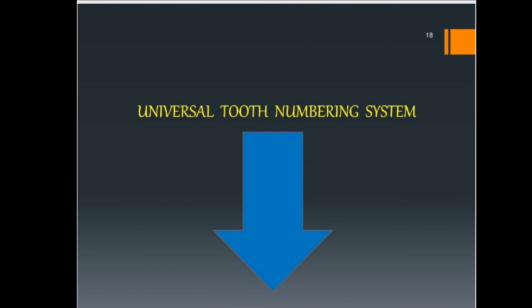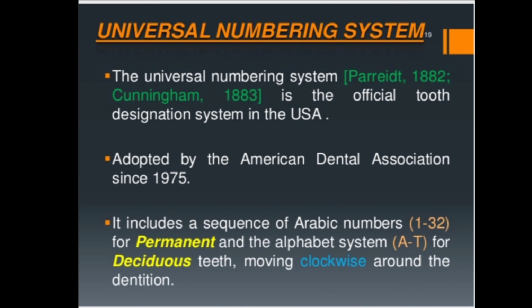Now let us talk about the Universal tooth numbering system. The Universal tooth numbering system was introduced by Julius Parreidt in 1882, and it is the official tooth designation system in the USA. So this system is mainly used in the States. It was further adopted by the ADA, the American Dental Association, since 1975. It includes a sequence of Arabic numbers 1 to 32 in total for permanent teeth, and the alphabetical system A to T for deciduous teeth, moving clockwise around the dentition.